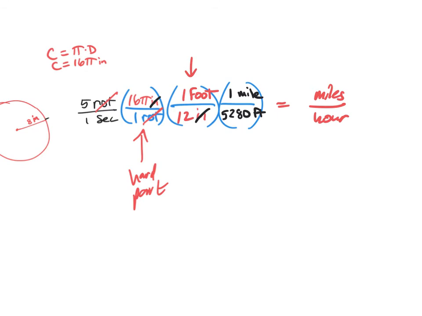5,280. All right, now why did I do that? Because feet will cancel. And now I have miles per second. Can I be done? No, because that's not miles per hour. So I have to do one more thing. This little seconds here has to get canceled.